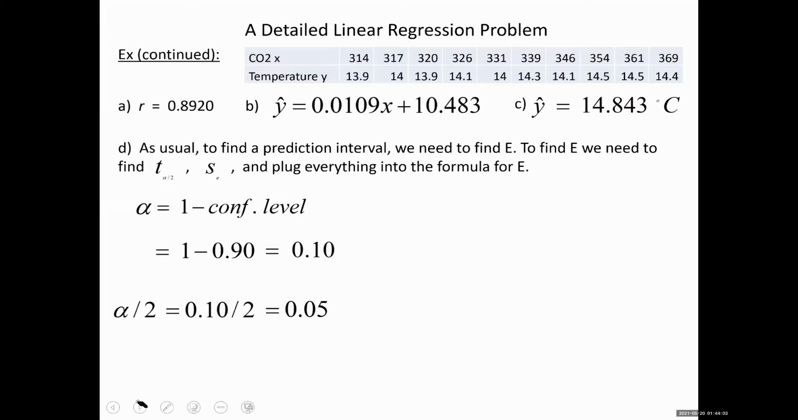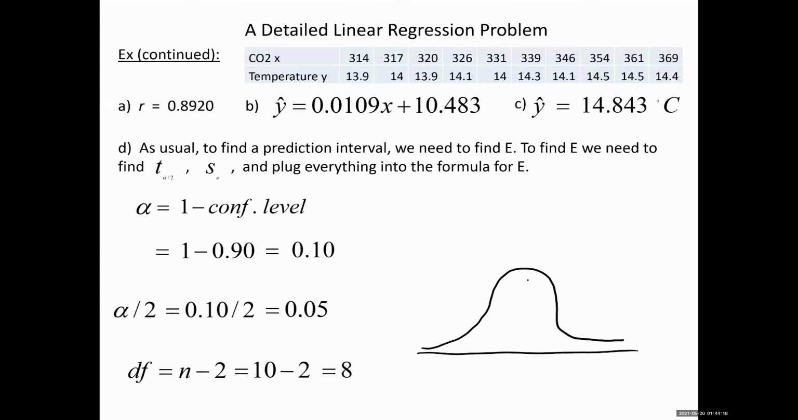Then you're going to need the degrees of freedom. The formula is n minus 2. Remember, n is 10. It's how many pairs of numbers we have. So degrees of freedom is 8. And then you're going to draw a picture. I didn't draw the picture here, so let me draw it now. I'm just trying to remind you how you'd find T alpha over 2. So you draw the T distribution. T alpha over 2 is on the right side of the picture somewhere. So it's T alpha over 2, but since alpha over 2 is 0.05, we're looking for T 0.05.